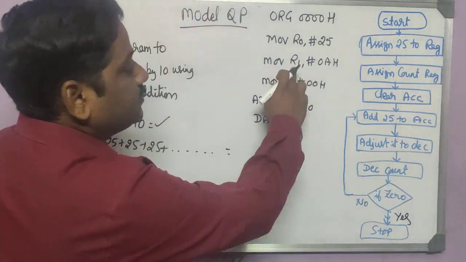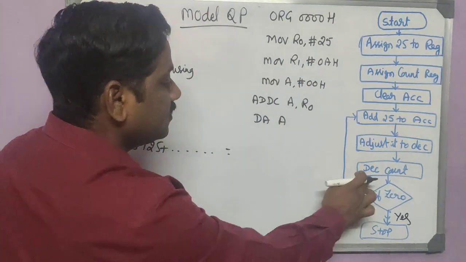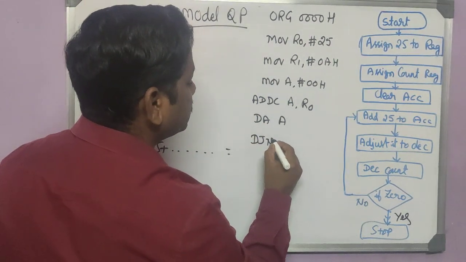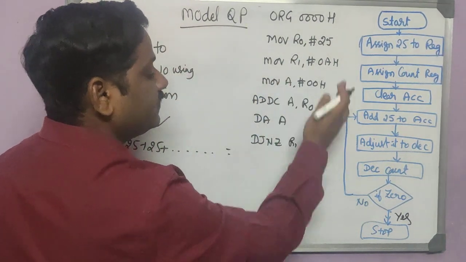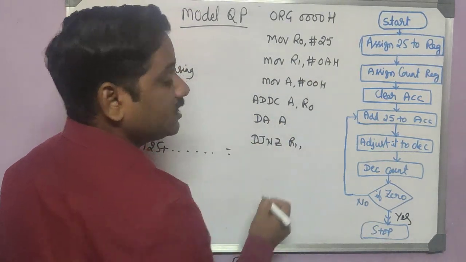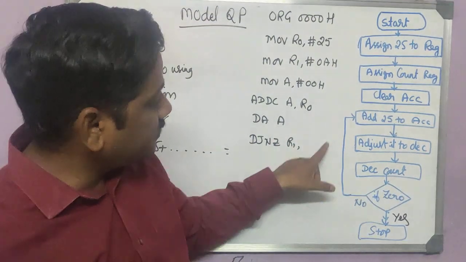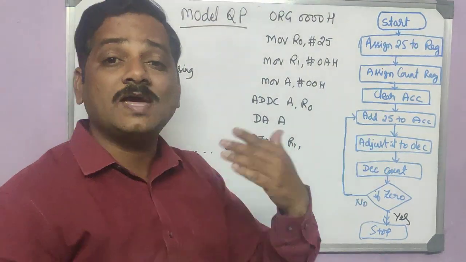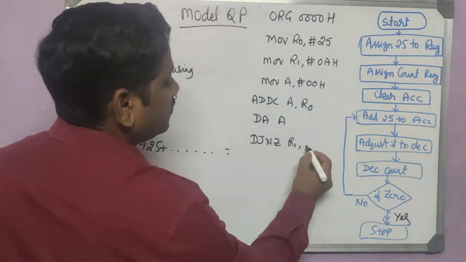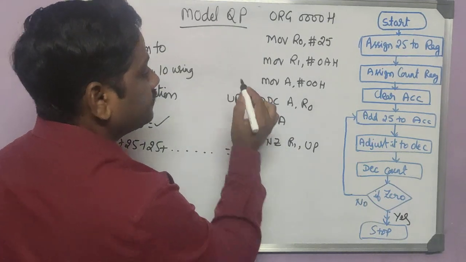To do that, we should decrement this R1, the decrement count. Count is assigned to R1. So what we use here is DJNZ R1: decrement R1 and jump if it is not 0. Where should I jump? I should jump to the instruction where I am adding the 25 to the accumulator again. So let me jump to the label UP, and here I should write that label UP.